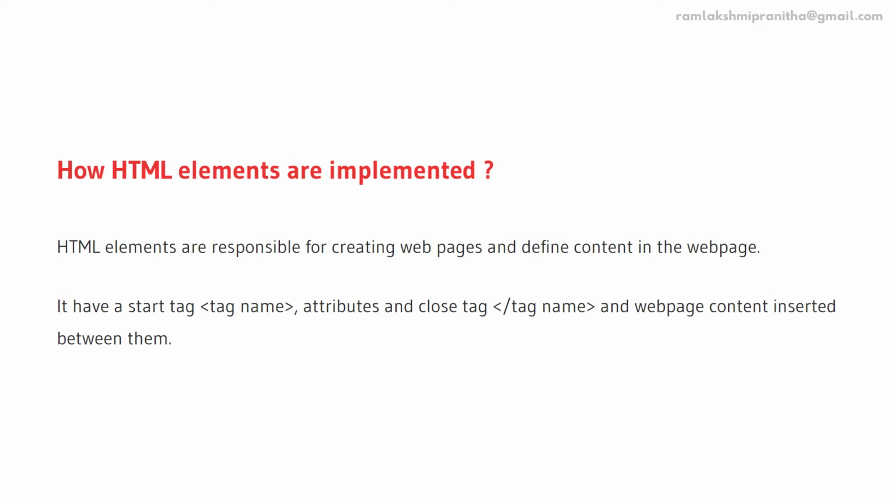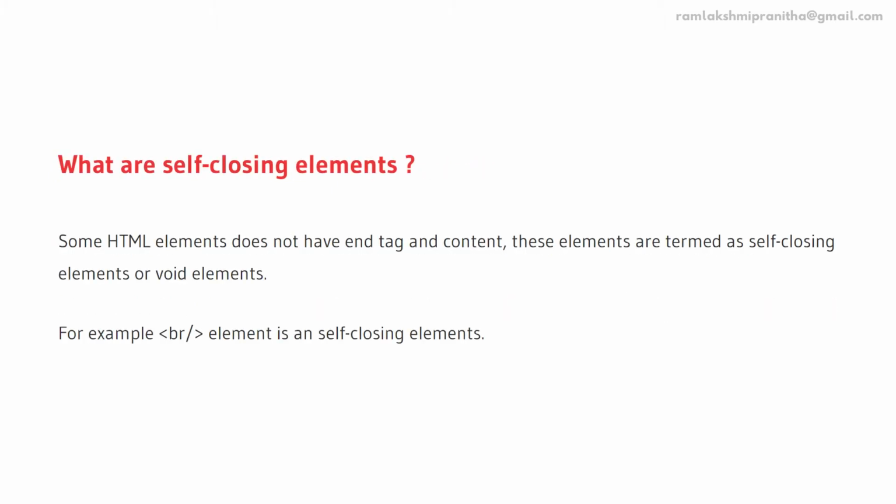How are HTML elements implemented? HTML elements are responsible for creating web pages and defining content in the web page. An element has a start tag name, attributes and a close tag name, with web page content inserted between them. What are self-closing elements? Some HTML elements do not have an end tag and content. These elements are termed self-closing elements or void elements. For example, the br element is a self-closing element.